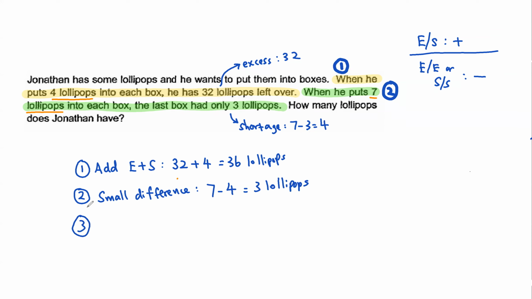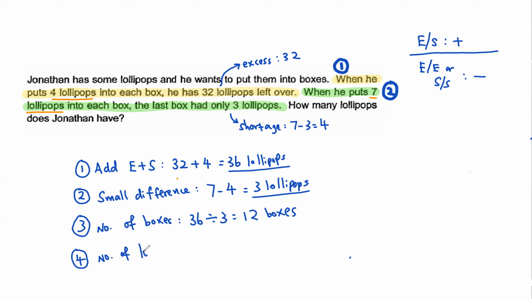In step number 3, you just have to take the big difference, 36, and divide it by your small difference, 3. That will give you your number of, not the lollipops, but the boxes. So you take the answer from the first step, divide by the answer from the second step. So you've got 12 boxes. Once you have the number of boxes, it is really easy to find the number of lollipops. As a last step, you can call this step number 4, number of lollipops, because if you read the question, they did not ask for the number of boxes, they want the number of lollipops.